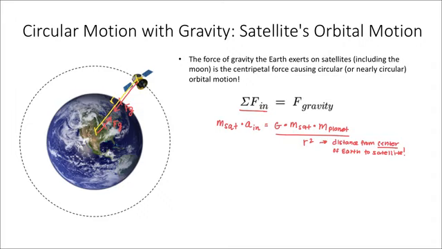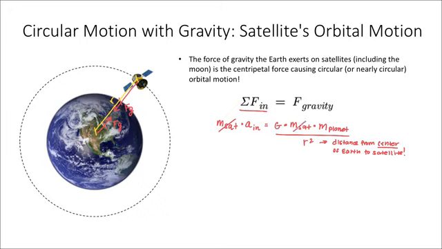Now, I see that the mass of the satellite actually appears on both sides of this equation, right? The centripetal force and force of gravity both increase as the mass of the satellite increases, but by the same amount. So I can cancel the mass of the satellite in both of these equations.